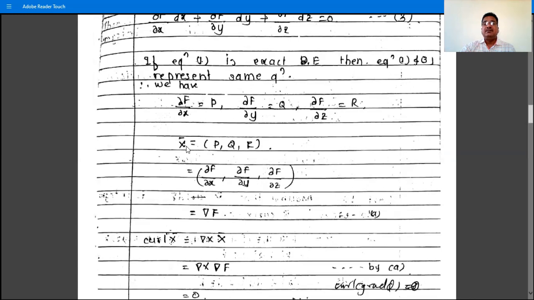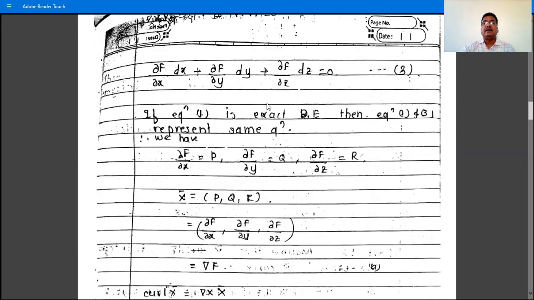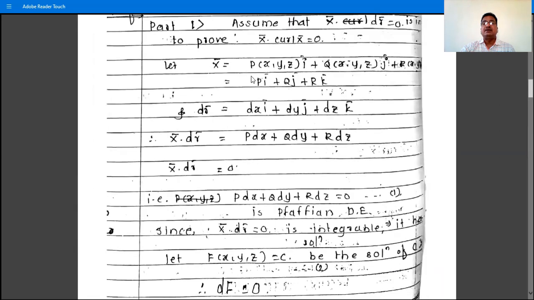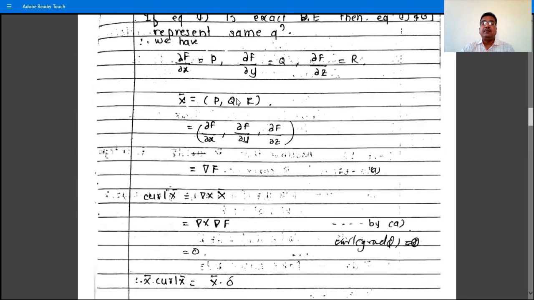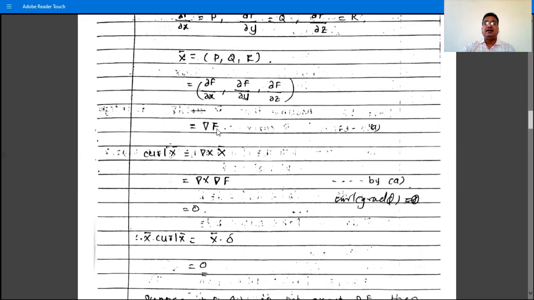So we have this, and therefore X bar is actually (P, Q, R) in round brackets, or we can write Pi plus Qj plus Rk. X bar is what? Pi plus Qj plus Rk, right? Either in the form of i, j, k or in round brackets (P, Q, R). So this is another form of representation of a vector. Then P is ∂f/∂x, Q is ∂f/∂y, R is ∂f/∂z. This is del F, or grad F. ∂f/∂x i plus ∂f/∂y j plus ∂f/∂z k is the definition of grad F.